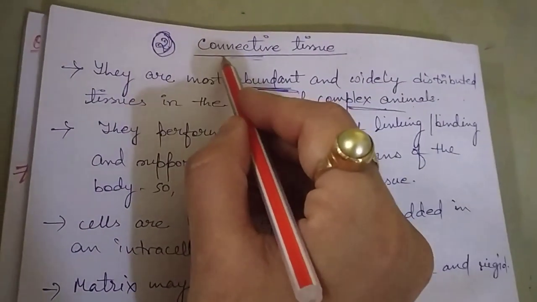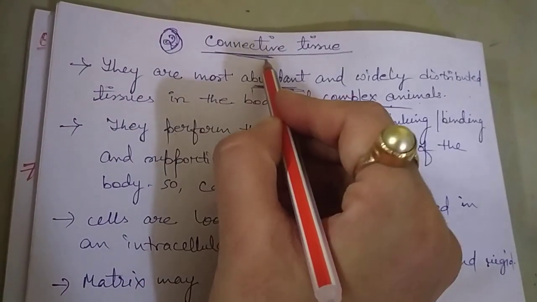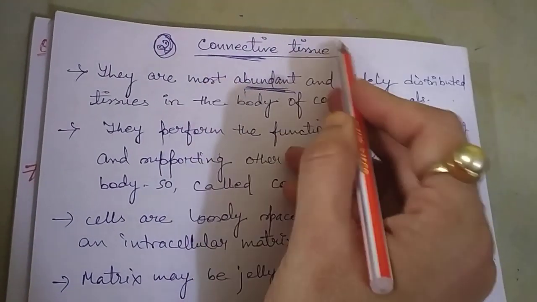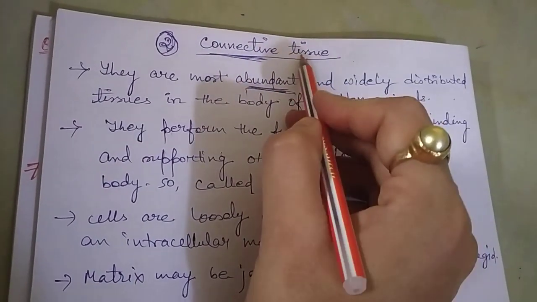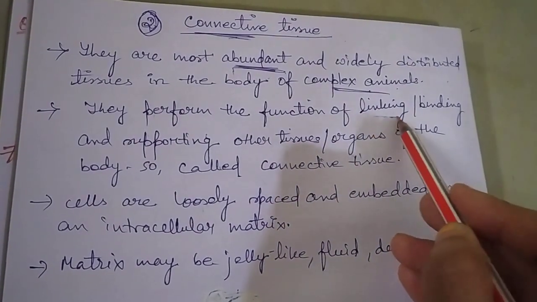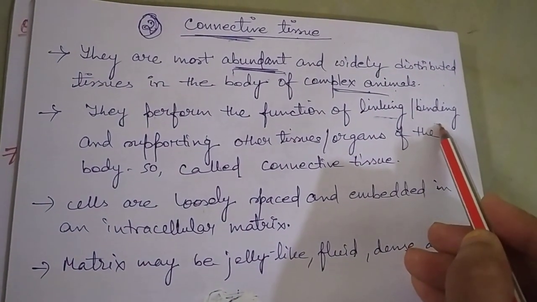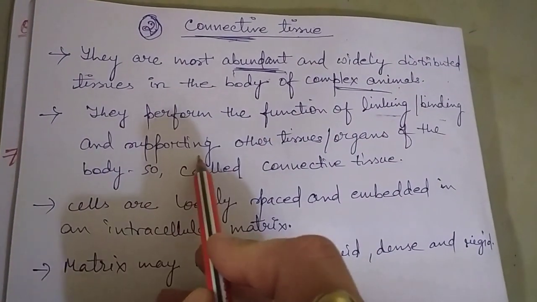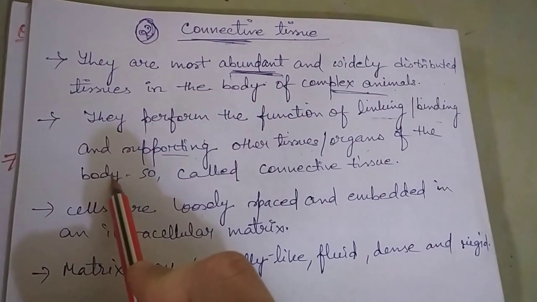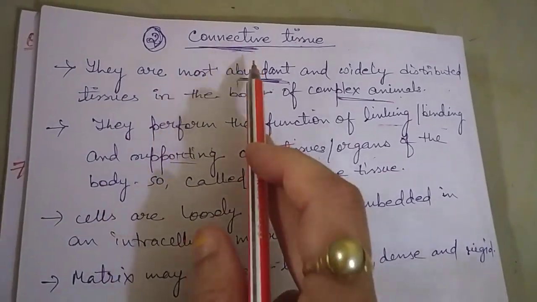From the name itself, you can make out: connective means the one which connects, isn't it? So the group of cells which forms a tissue that connects. That connects means you can also say that links or that binds. And since they link and bind, they help in supporting other tissues or organs of the body. That's why they are called connective tissue.